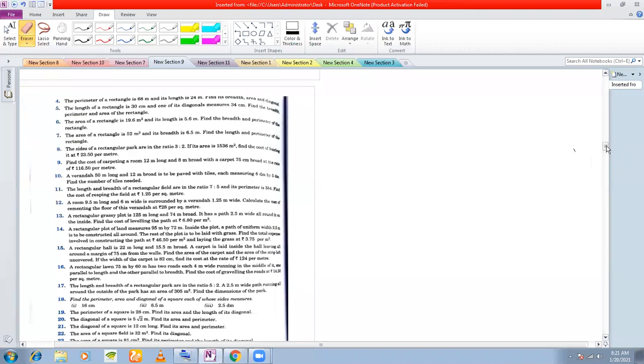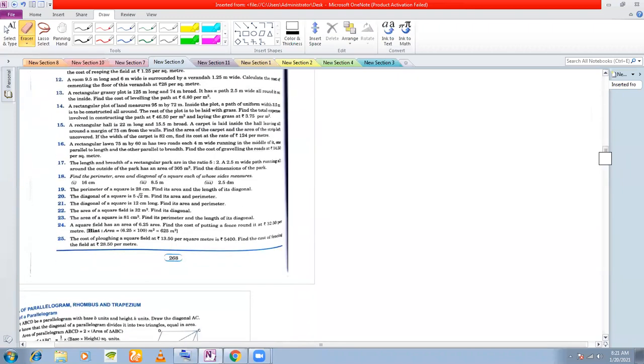So the next problem that we are going to do here is number 20. The question is, the diagonal of a square is 5 root 2 meter. Find the area and perimeter. So we draw a square. This is a square. The diagonal of this square is 5 root 2. So we draw the diagonal first.